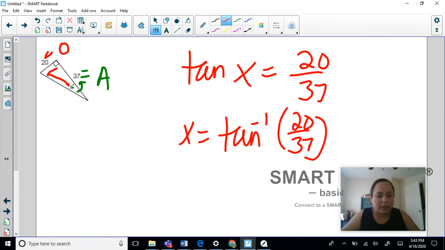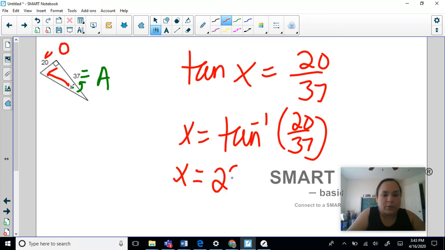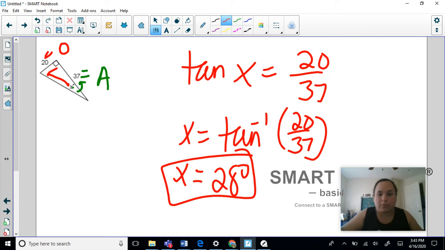And when you plug that into the calculator, you will get, oh, sorry, I typed it in wrong. 20 divided by 37 is 28.393. So then that means that x is approximately 28 degrees for this problem.